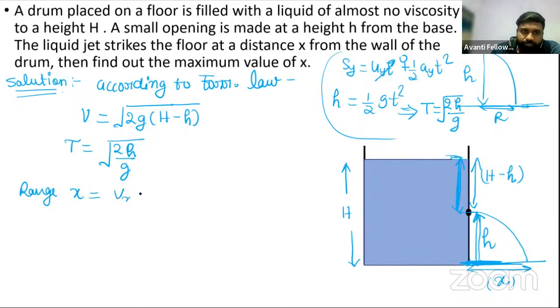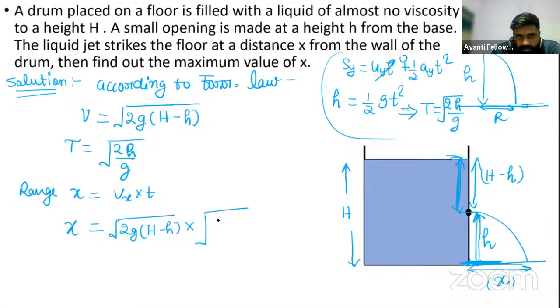x is equal to vx into t, because there is no acceleration in x direction. So x here is equal to vx value we have, root 2g (capital H minus small h), into time, root 2h over g. Now this root g and root g will cancel out. This is 2g and this is g.